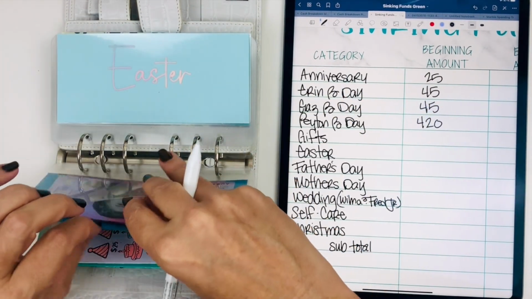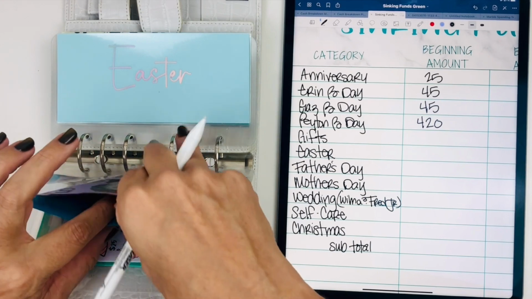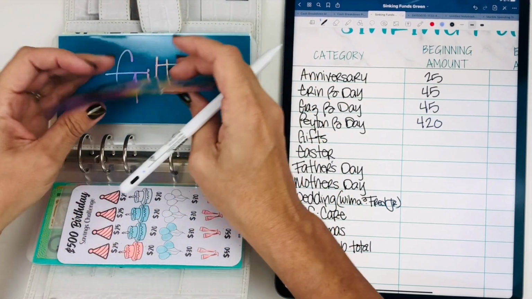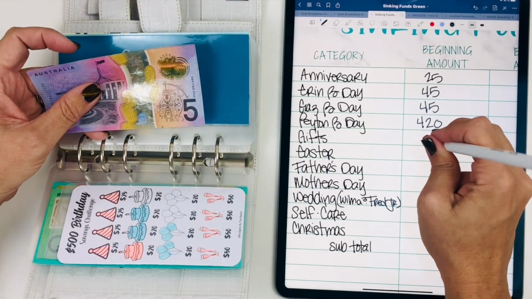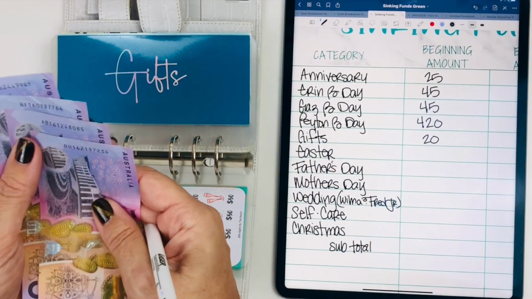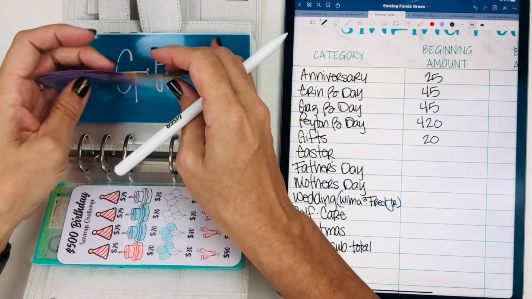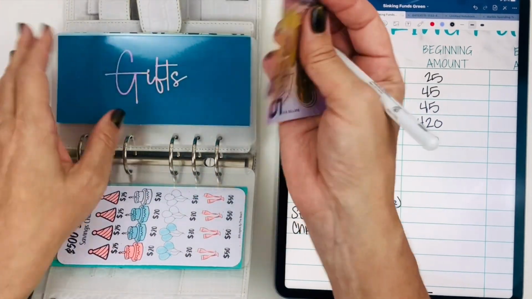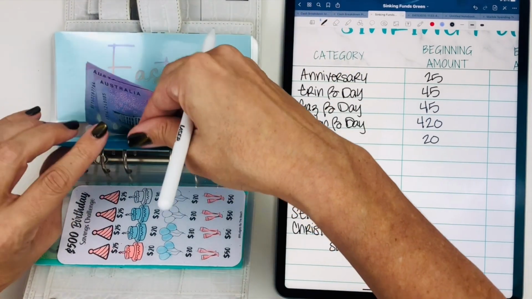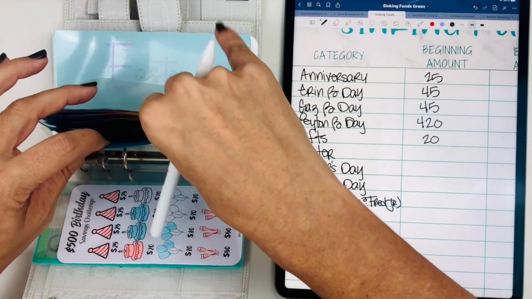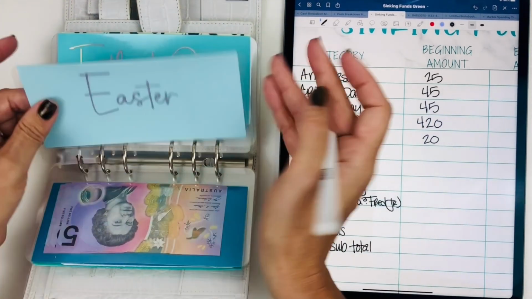Gifts. So these are gifts for friends and family. $5, $10, $15, $20. And I do believe everything is facing the same way, but it's not necessarily all in the same alphabetical order. Just can't be bothered right now. I'm a bit anal about things, but I am not that anal about things.